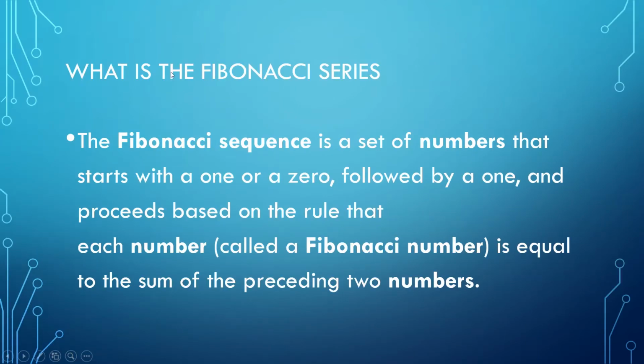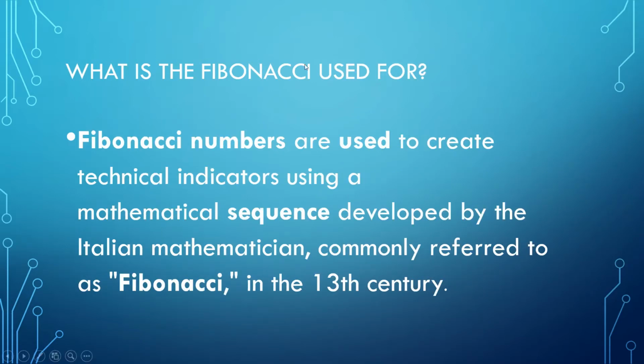So what exactly is the Fibonacci sequence? The Fibonacci sequence is a set of numbers that starts with a 1 or a 0, followed by a 1, and proceeds based on the rule that each number, called a Fibonacci number, is equal to the sum of the preceding two numbers. So what is the Fibonacci sequence used for then? Fibonacci numbers are used to create technical indicators using a mathematical sequence developed by the Italian mathematician commonly referred to as Fibonacci in the 13th century.